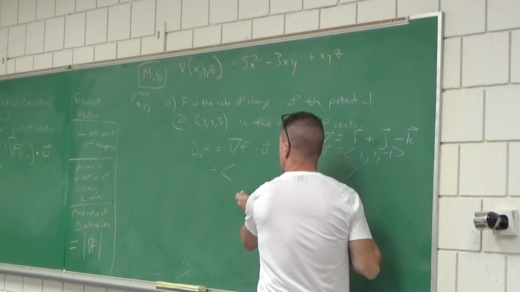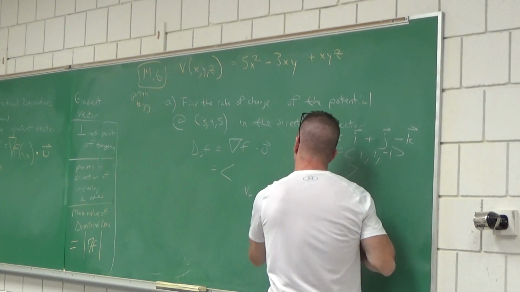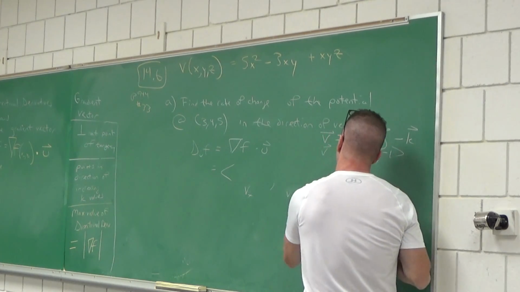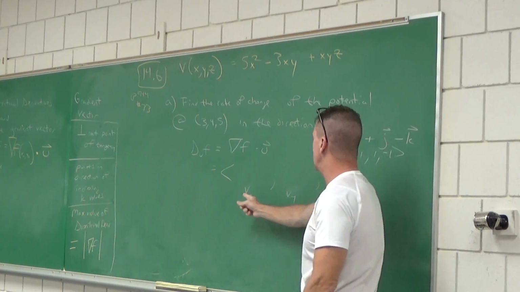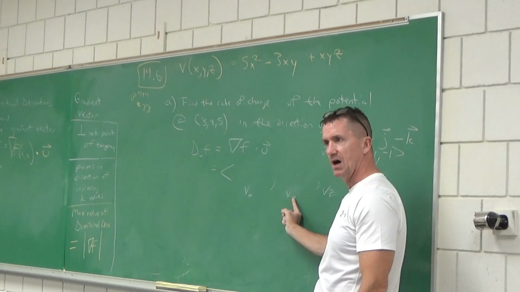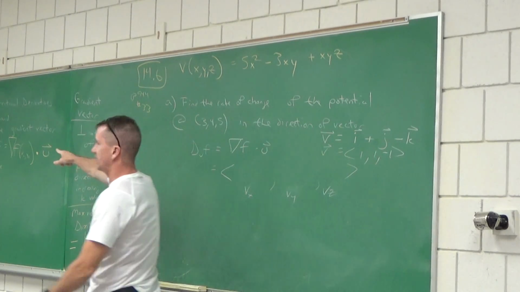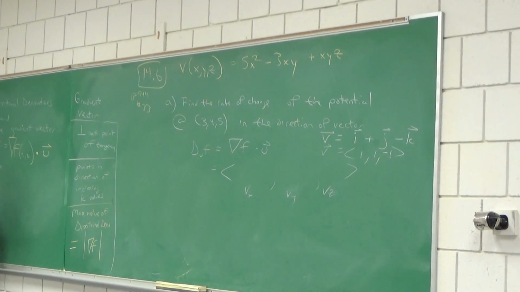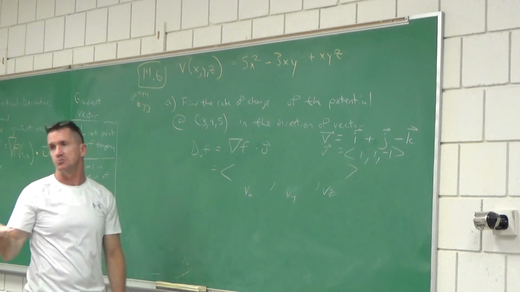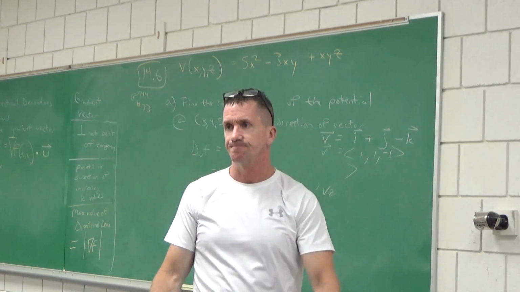Oh, they're v's. So I'll write this as v sub x, v sub y, v sub z. These are the partial derivatives of v with respect to x, with respect to y, with respect to z. That's what the gradient is. That's what the gradient vector is. It's defined as a vector made up of all those partial derivatives of v.